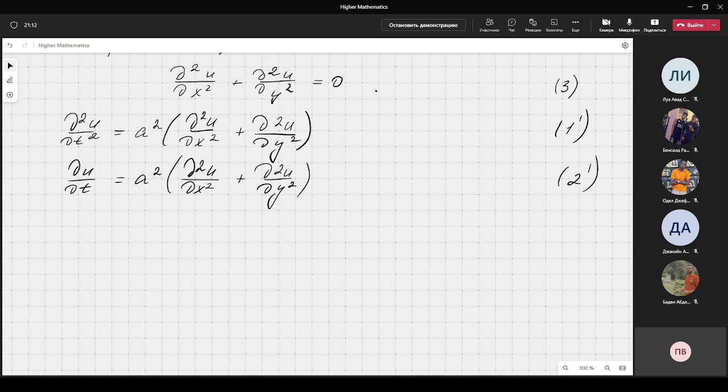The Laplace equation in three independent variables has the form: the sum of the second derivative with respect to x, y, and z equals 0. 3 prime.